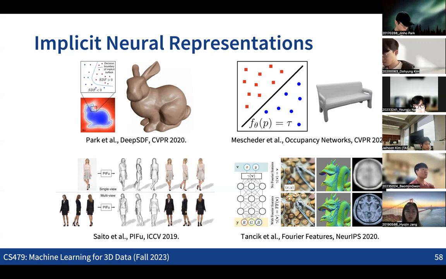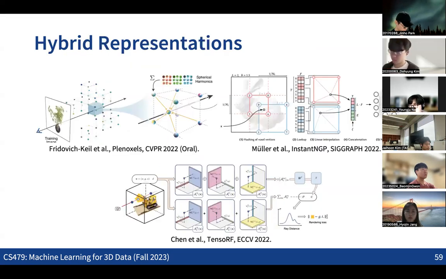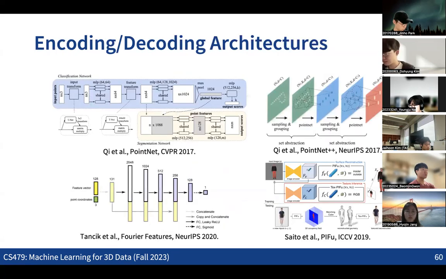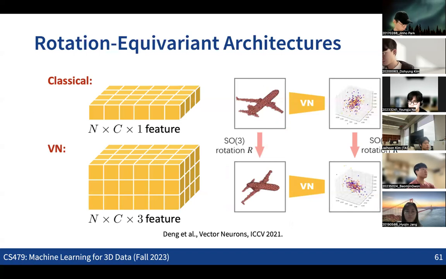This idea has also been extended to the NeRF case, learning radiance and opacity. For that, we discussed hybrid versions of the representations, combining voxels with implicit functions, and also having triplanes and other things. In terms of architectures, we discussed a bunch of encoding and decoding architectures. We discussed PointNet++, and also invariance, and also architectures that can predict implicit functions. And today we also discussed rotation equivariant architectures, transforming PointNet into vector neurons.